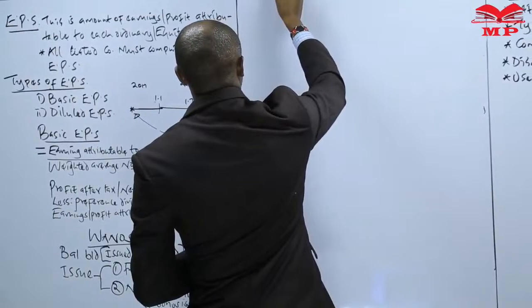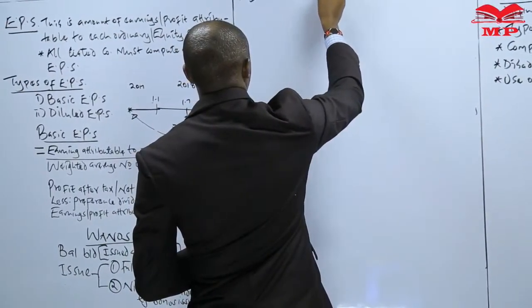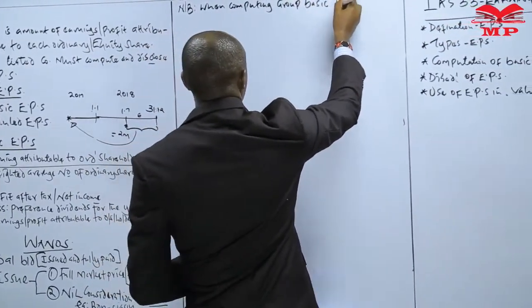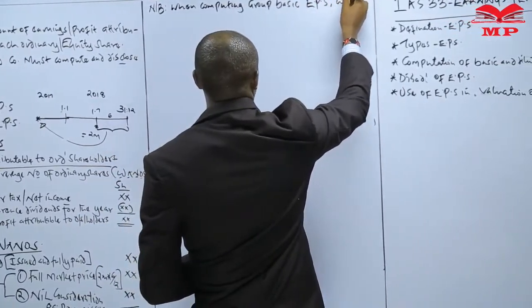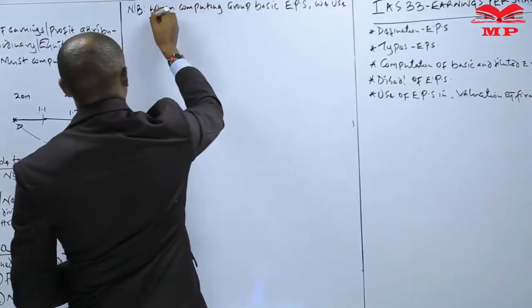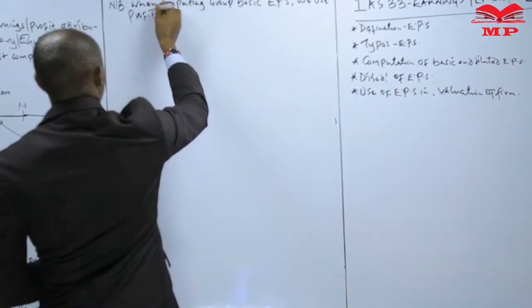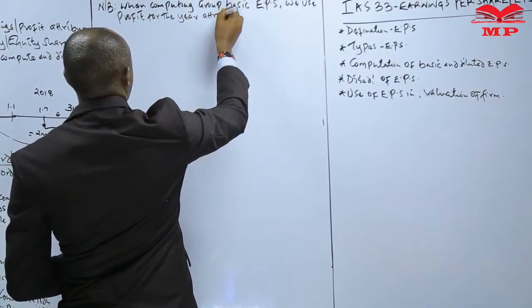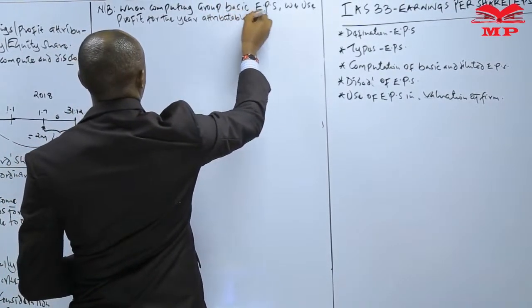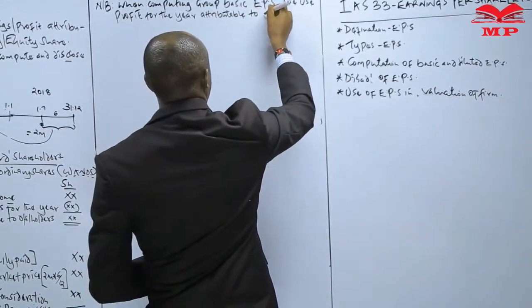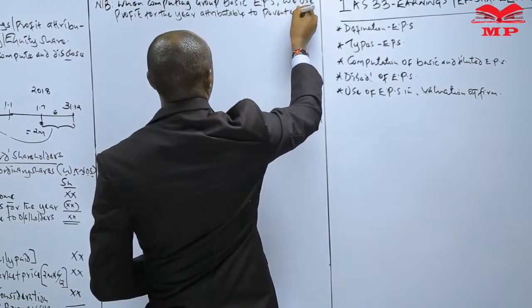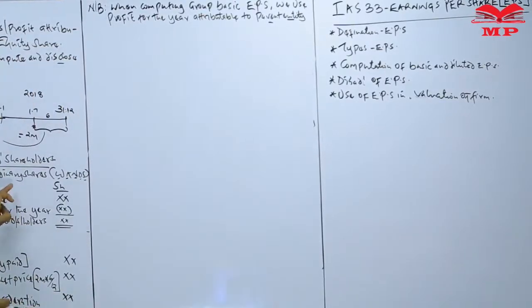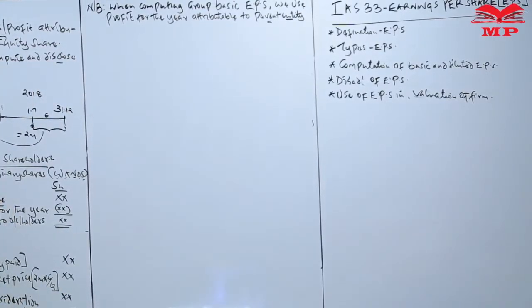So it means that when computing the group basic earnings per share, we use the profit after tax, or the profit for the year, which is attributable to the parent entity. That is very, very important, especially when we are to compute the group earnings per share.